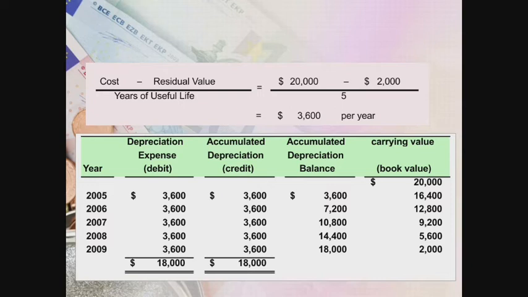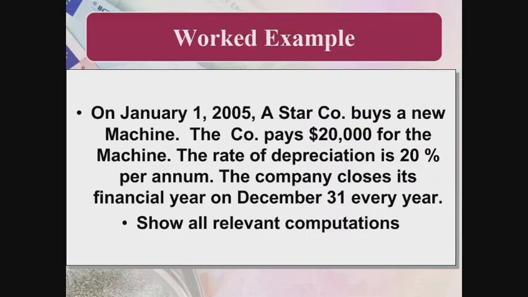If you look at the last year's working, the depreciation expense is the same because of the straight line method, and accumulated depreciation becomes $18,000 because the last 4 years' depreciation accumulated to 14,400. This year depreciation is 3,600. It became 18,000 total. So in the last year the scrap value left is $2,000.